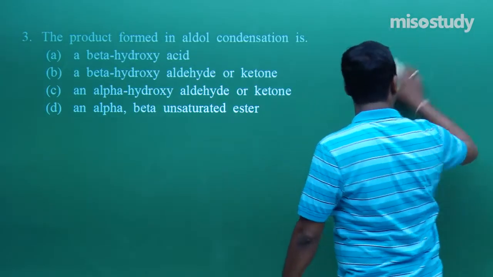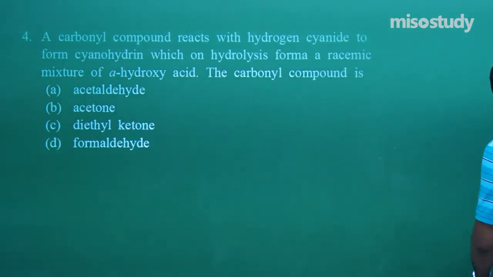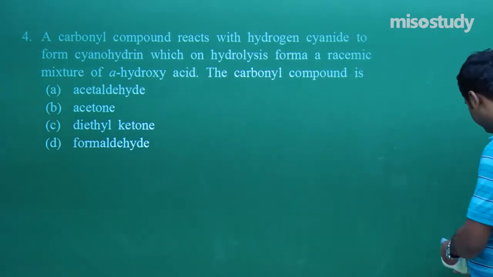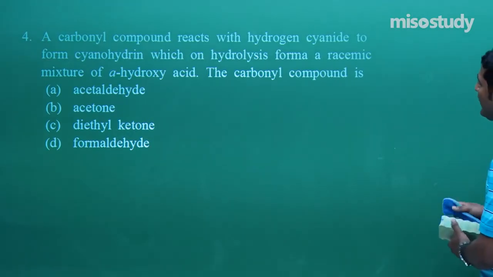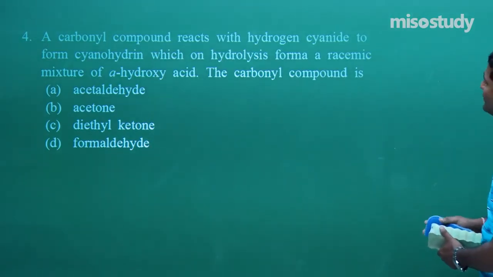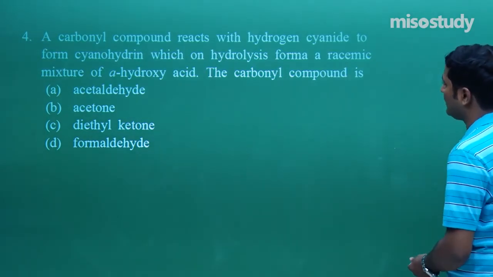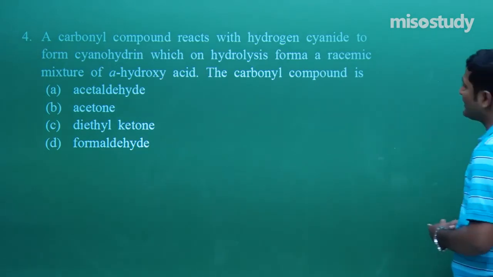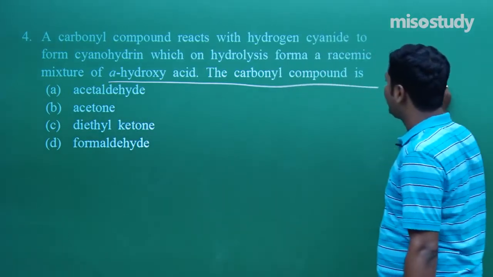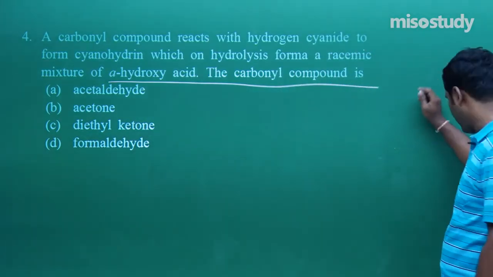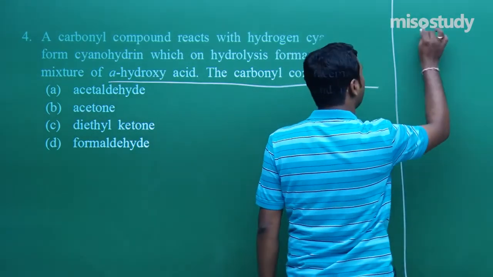Now let's move to the next question. What is the next question? Let's read the question carefully. What is given here? Wait for a moment friend. A carbonyl compound reacts with hydrogen cyanide to form cyanohydrin, which on hydrolysis forms a racemic mixture of alpha hydroxy acid. What is the carbonyl compound? Either it is acetaldehyde, or ketone, or something else.